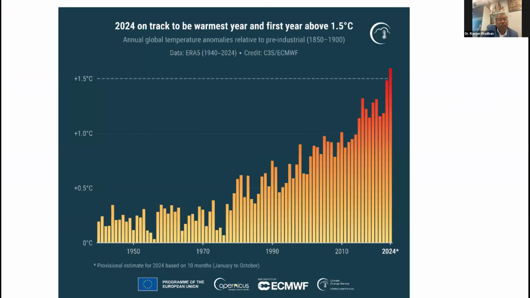So this was the 2024 projection made from the data up to October. At that point, it was proposed that 2024 was on track to be the warmest year and the first year ever at 1.5. However, lucky for us, this did not happen. And the next graph explains that.